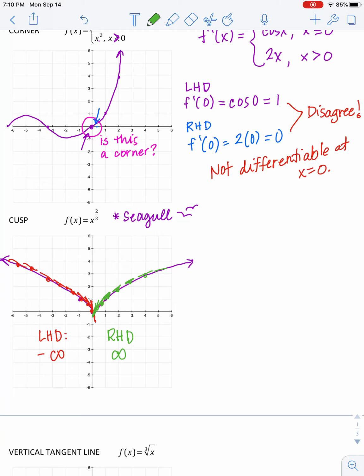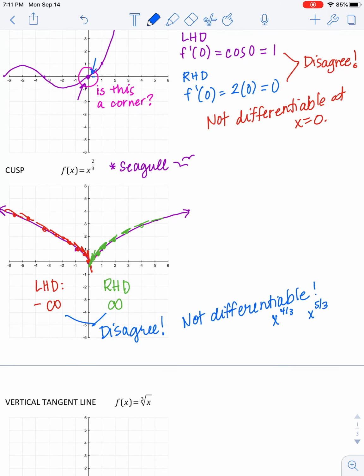Because the left-hand derivative and the right-hand derivative are two different values, this disagreement leads us to say that this function is not differentiable at 0 either. But this is a very specific case. A cusp is when one side's derivative is approaching negative infinity and the other side's is approaching positive infinity. This happens a lot of times. X to the 4/3 is probably the same. Actually, I'd have to take a look at that. Maybe x to the 5/3, I'm not sure, but these might have similar features.